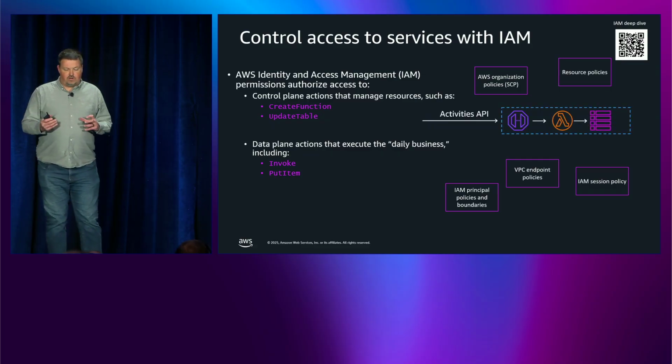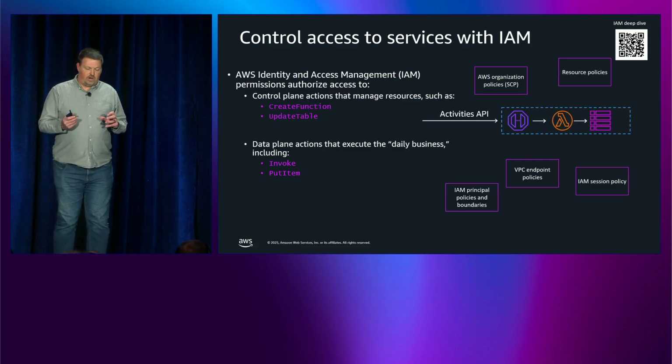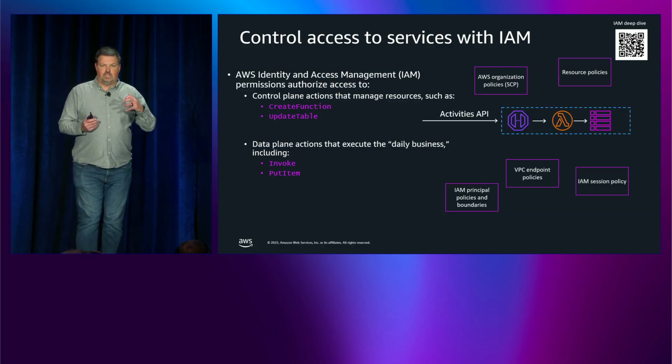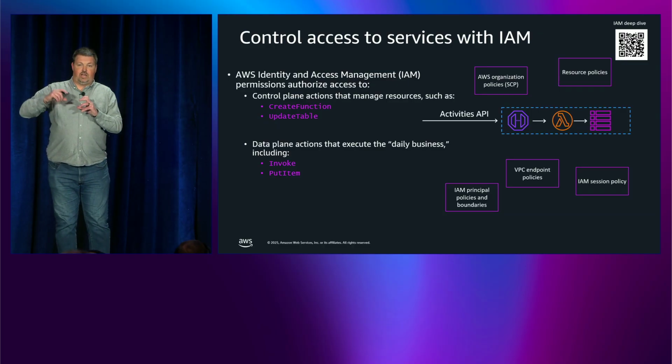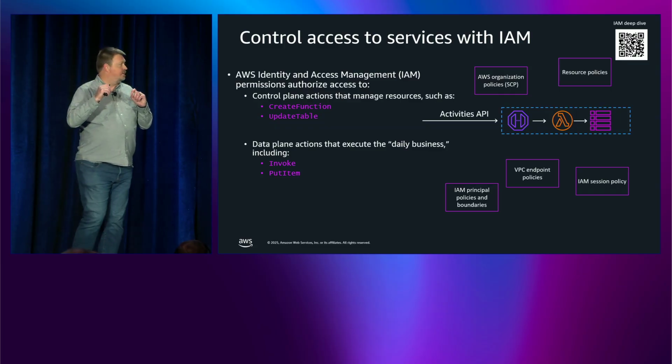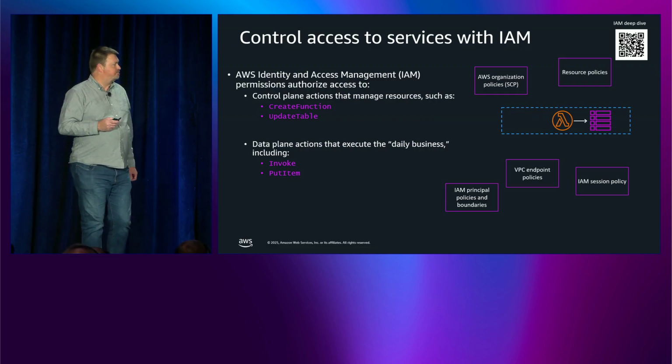So when we think about our architecture for our activity API, controlling what APIs are being called and how API Gateway is invoking our Lambda function, we'll want to make sure that we bound those permissions very closely.